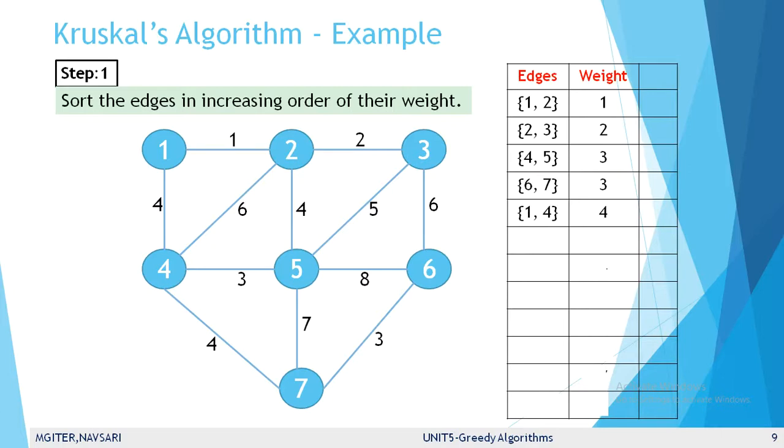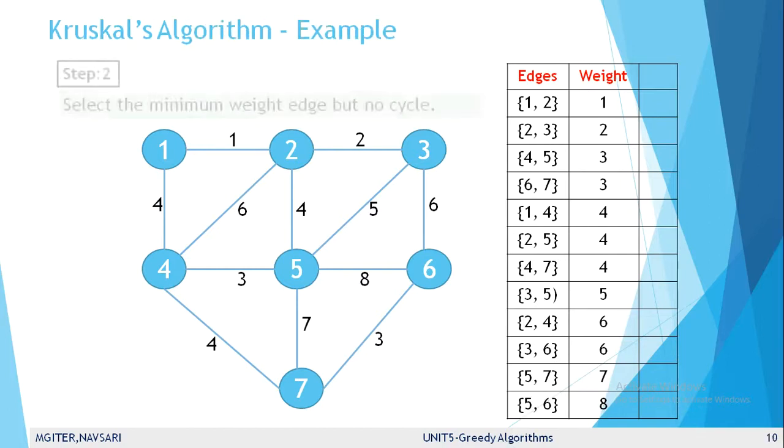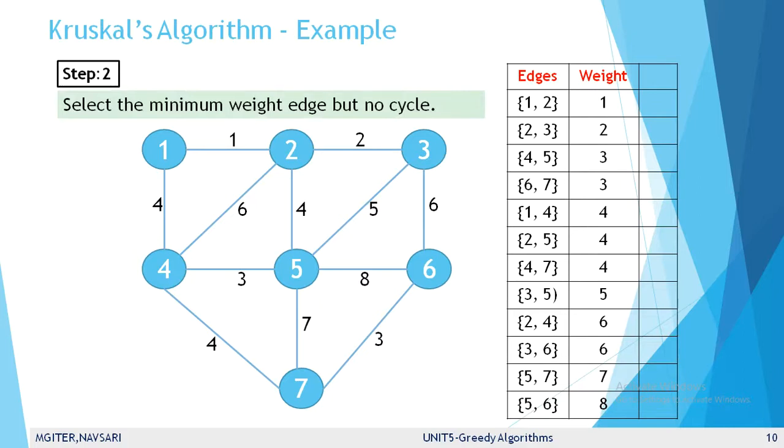After that, 1 to 4 with the weight of 4, and then 2 to 5 with the weight of 4, 4 to 7 with the weight of 4, 3 to 5 with the weight of 5, 2 to 4 with the weight of 6, 3 to 6 with the weight of 6, 5 to 7 with the weight of 7, and 5 to 6 with the weight of 8. Now we have sorted the edges by increasing weight. After that we select the minimum weight edges, but one thing to remember is that it must contain no cycle.